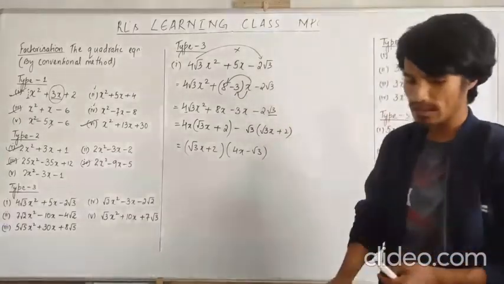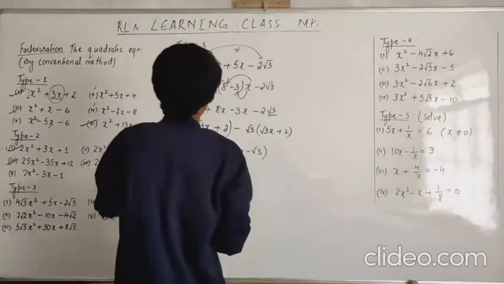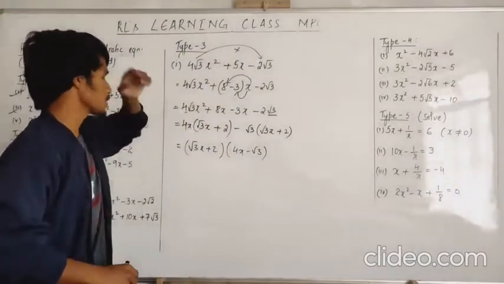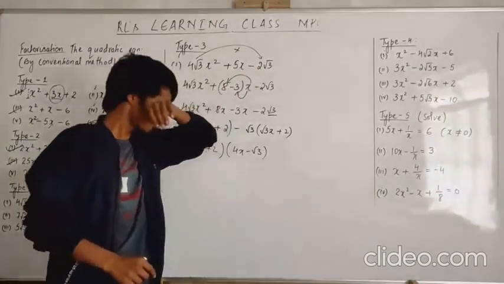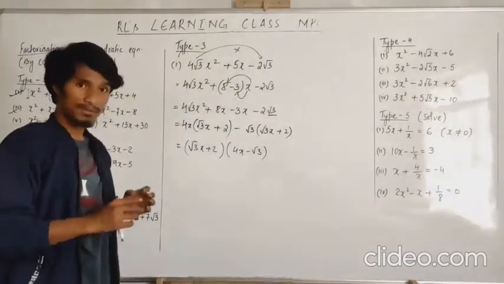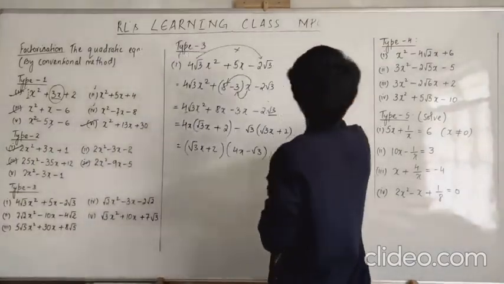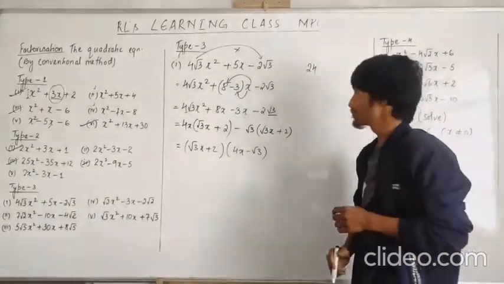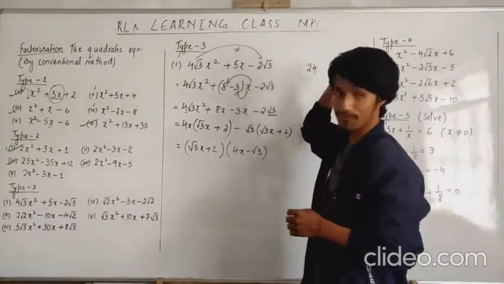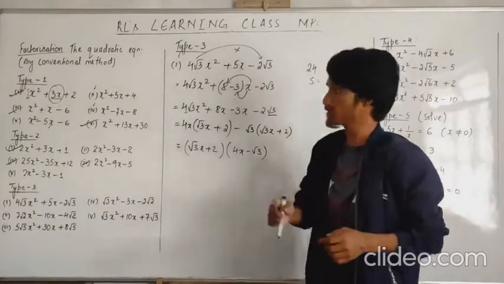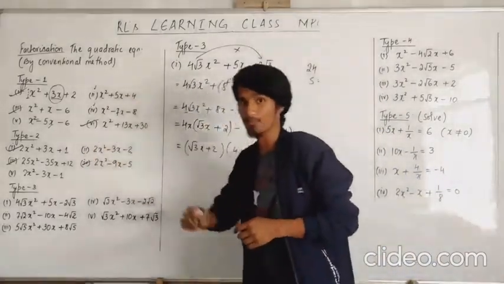I have the same, like type 1, type 2 only. First step, we have to multiply this first term and the product term, the coefficient of x squared multiplied with this constant term. Then after multiplying, we have to find which numbers multiply to get 24, because after multiplying this and this we got 24. Then which numbers when we add or subtract we get 5. Same as type 1 and type 2.